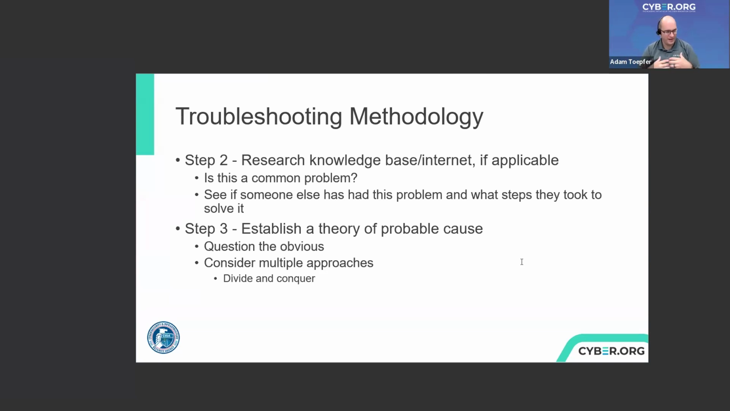Now, after you have identified your problem, you found information that somebody else has online about it. You want to find out what's causing the problem. Say your computer is no longer displaying anything. Well, you realize you've accidentally unplugged the monitor because you kicked it, like I did earlier. You kicked the plug. So you're establishing your theory of probable cause. So you question things, just like the obvious things. Or you consider whatever multiple approaches are necessary to make this work.